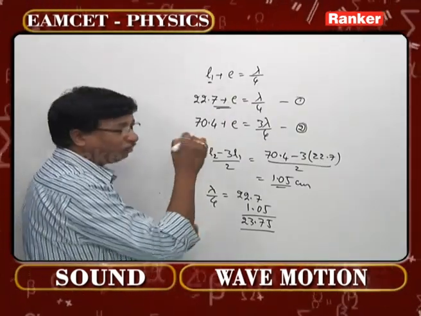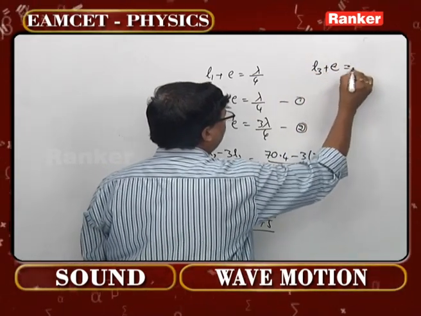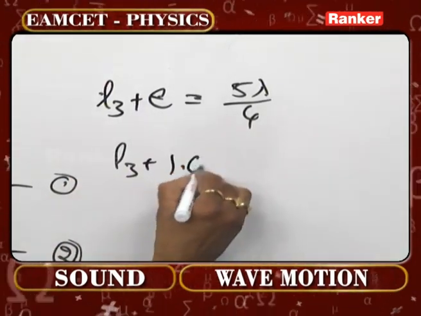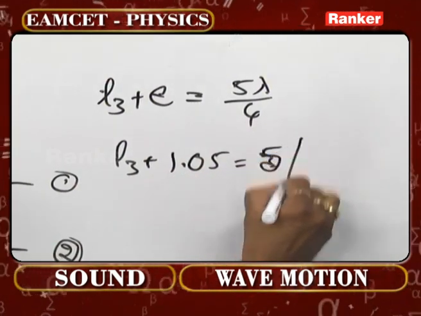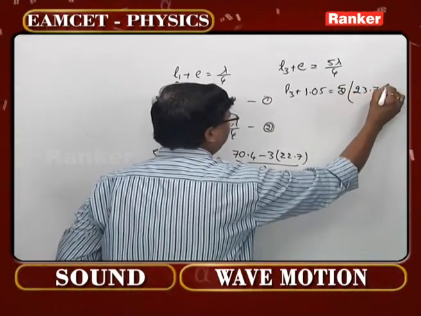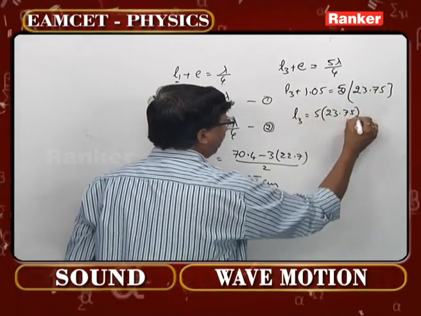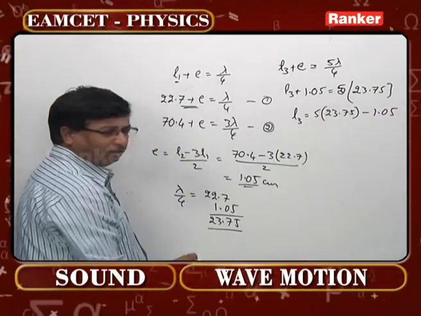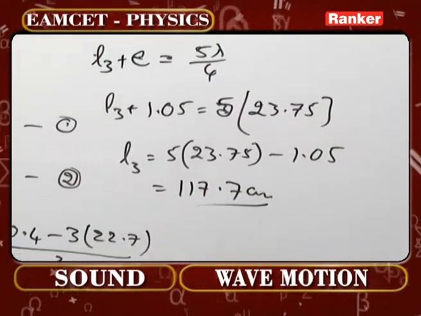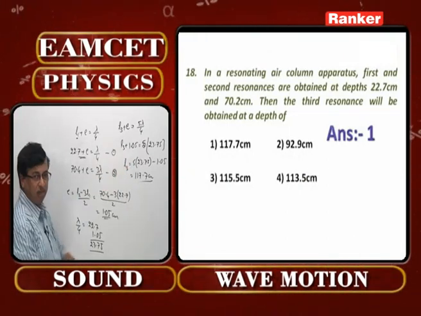But what is his question? Where do you get the third resonance? That is the concept. Is it not L3 plus E is equal to 5 lambda by 4? Then L3 plus 1.05 is equal to 5 times what lambda by 4 we have got, 23.75. Now L3 will be 5 times 23.75 minus 1.05. If you simplify this exactly, 117.7 centimeter you will be getting. That means the very first option is going to tally with this for question number 18.